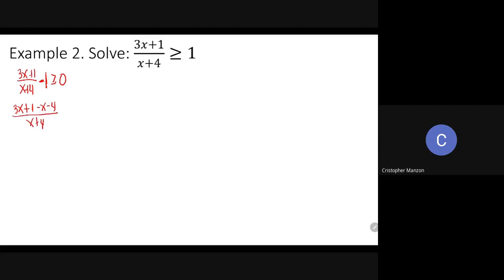Ang ginawa ko lang dyan, 3x plus 1 over x plus 4 minus 1. Understood kasi over 1 yan, di ba? 3x times 1, that is 3x plus 1. X times 4 times negative 1, that's negative 1 times x plus 4 over x times 4 times 1, x plus 4 times 1, that's x plus 4. So we have 3x plus 1, negative times x, that's negative x, negative times 4, that's negative 4, over x plus 4. Kaya ko ito nakuha.